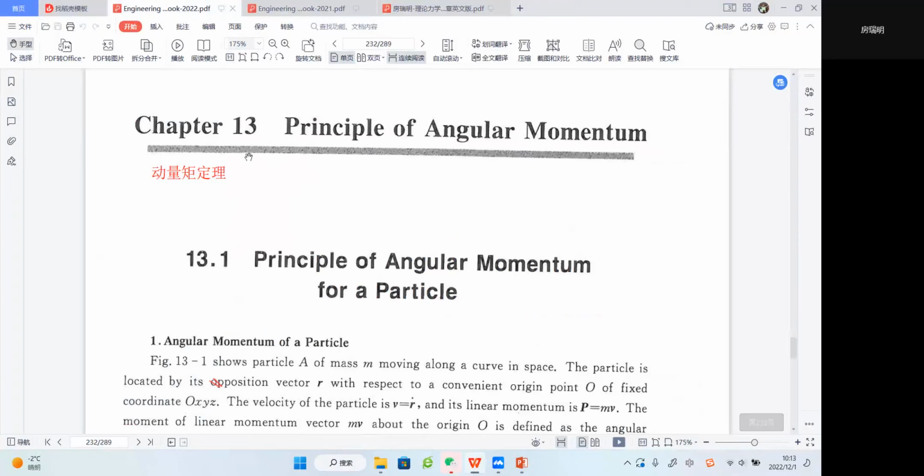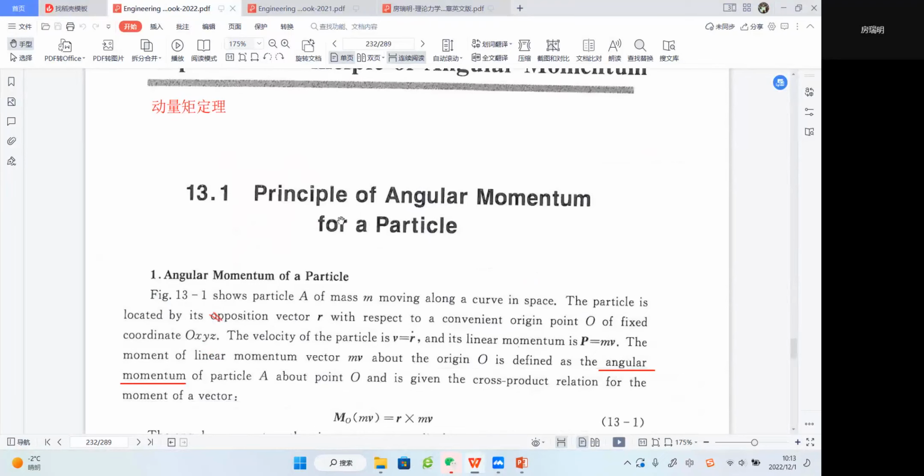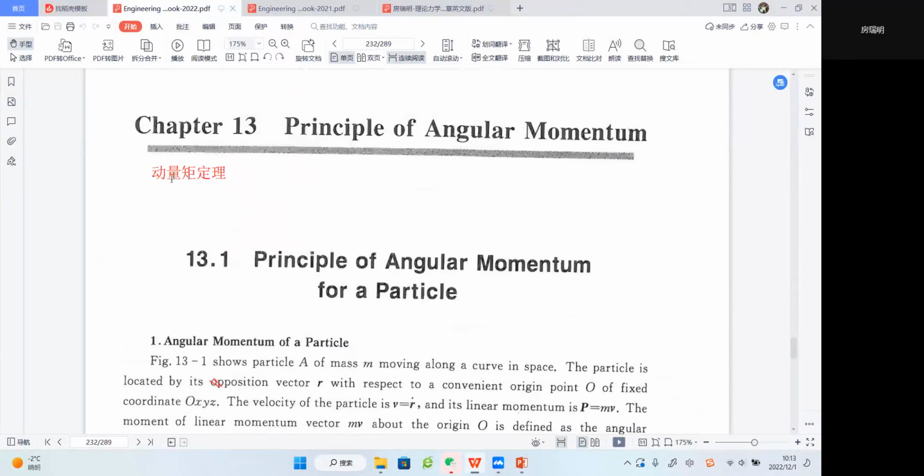So the first one, we talk about the principle of angular momentum for a particle. So first, we should know what is angular momentum. Do you guys know this Chinese character? Actually, angular momentum, we call that 动量距.